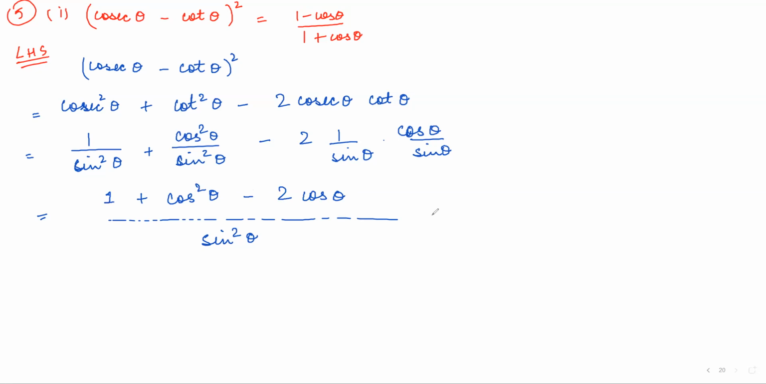Okay, so can I write it like this? See the numerator here. If you compare it with this, a square plus b square minus 2ab, so this can be written as a minus b whole square. Yes, Rida?